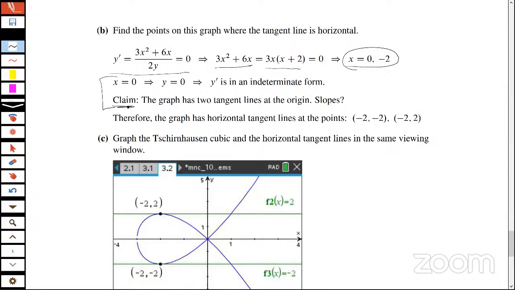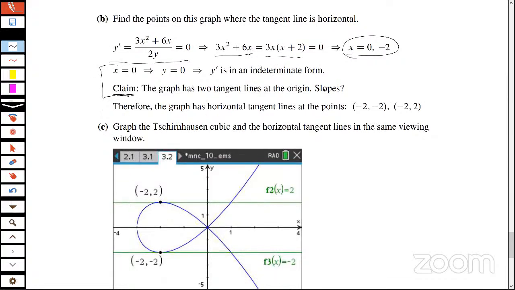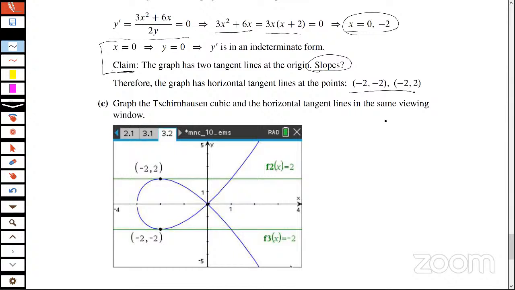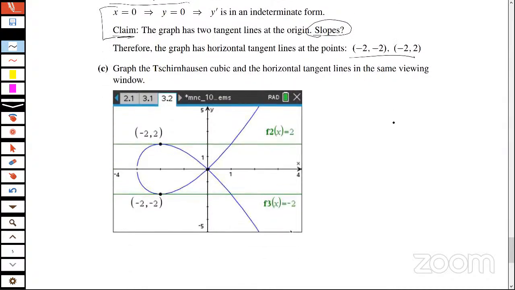Now, my claim is that this graph has two tangent lines at the origin. And so an open question is, can you find the slopes of those two tangent lines? I mean, look what's going on here at the origin. You can almost see those two tangent lines in there. But how the devil do you find the slopes of those two tangent lines? So we'll leave that open. If I take x equal to minus 2 and plug that back into the original expression, I've got these two values. And there's this Tschirnhausen cubic with the two horizontal tangent lines in the same viewing window. And that's pretty cool. Very neat.